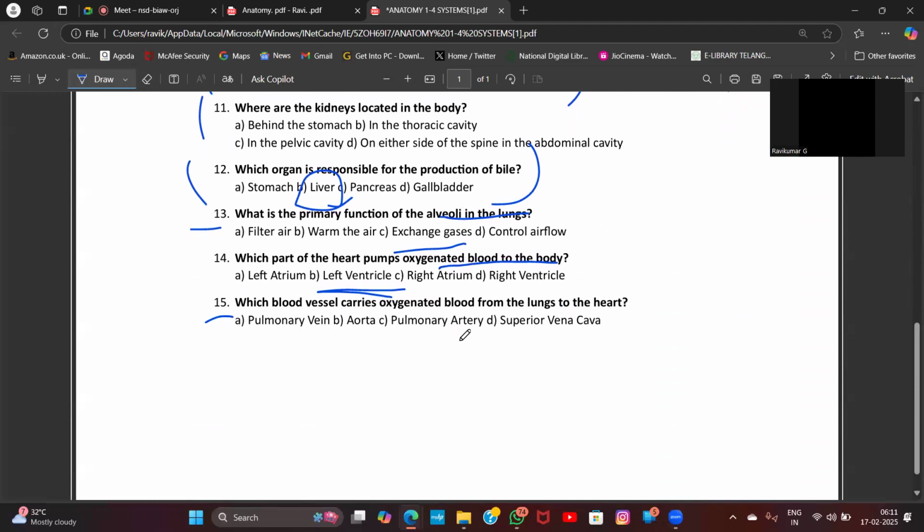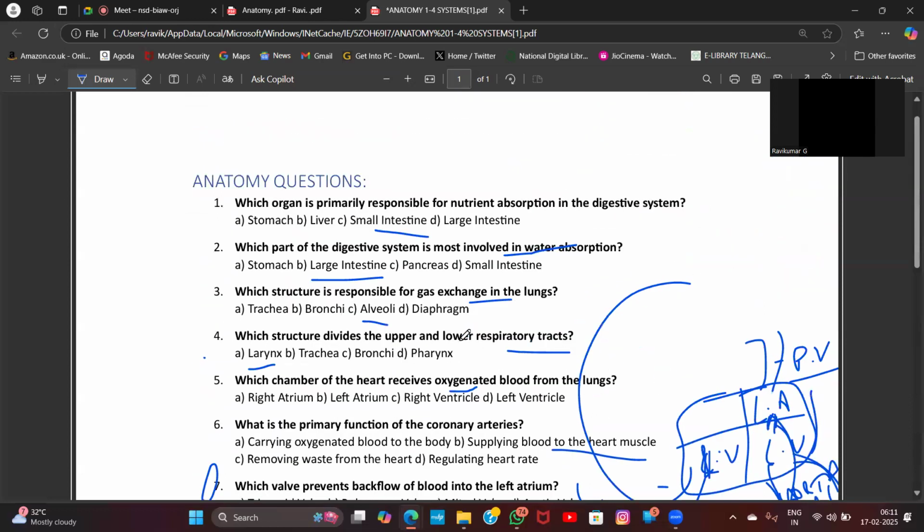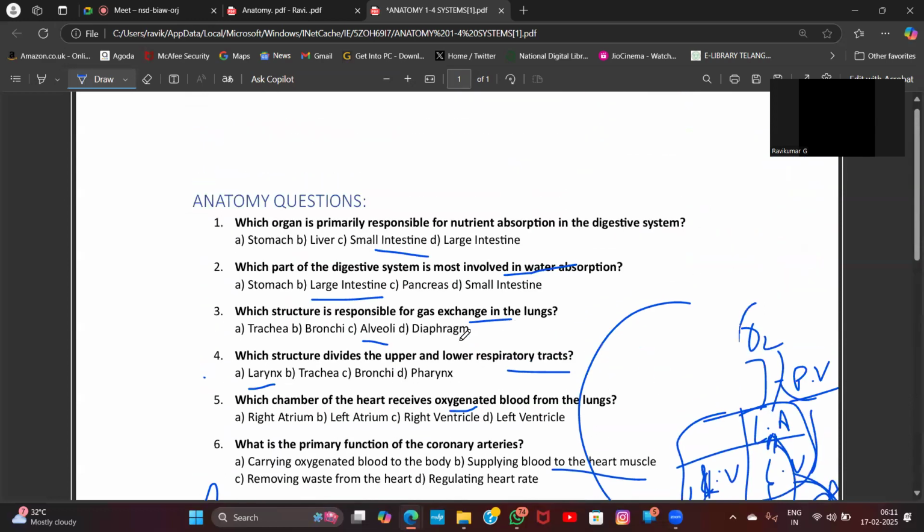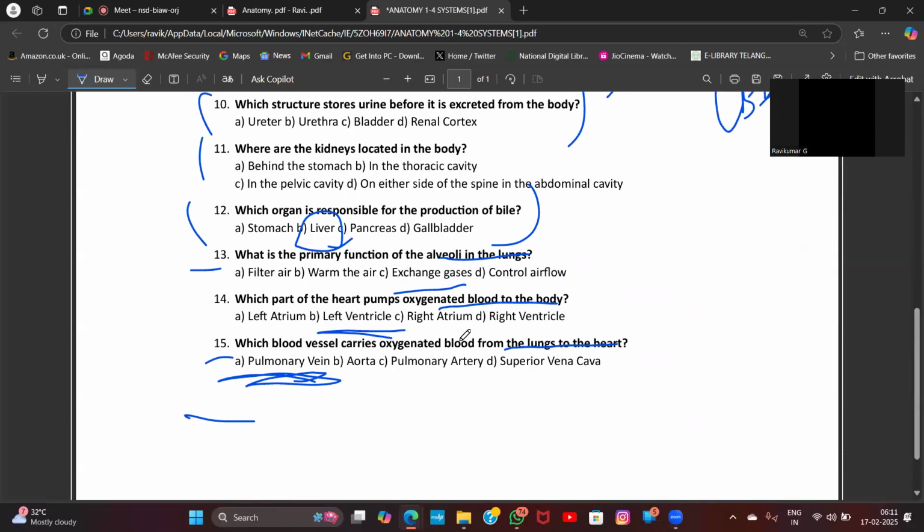Next, which blood vessel carries the oxygenated blood from the lungs to the heart? Pulmonary vein. The pulmonary vein carries oxygenated blood from the lungs to the heart. Is it clear?